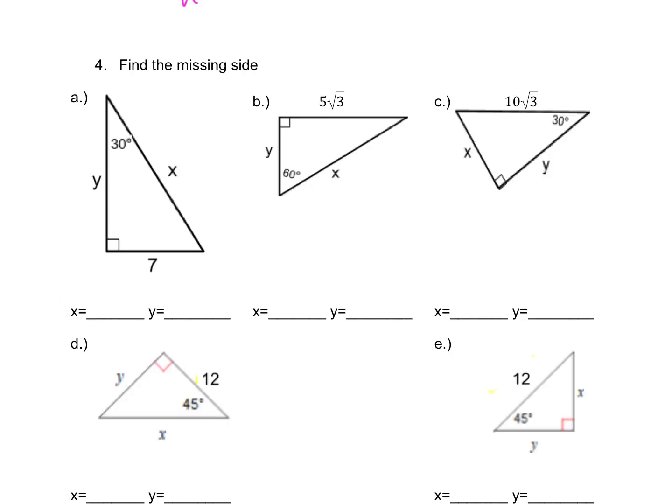All right, next three are 30, 60, 90 triangles. All it says is for me to find the missing side, but I am looking at the problem and I see a 30-degree angle, a 60-degree angle, along with right angles on each of the triangles. So in a 30, 60, 90, if you remember, the side across from 30, if I label that as x, this is 2x, and this is x radical 3.